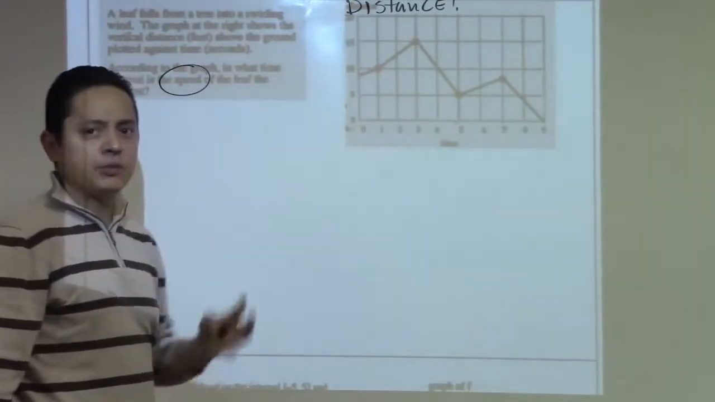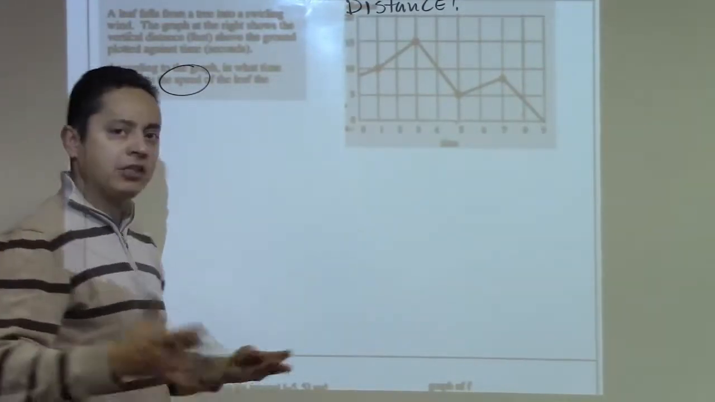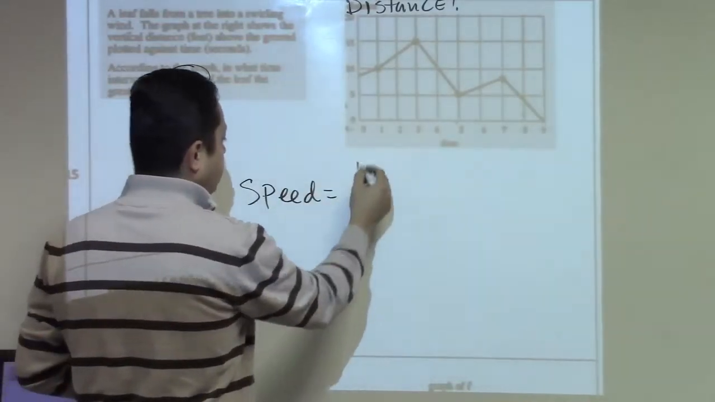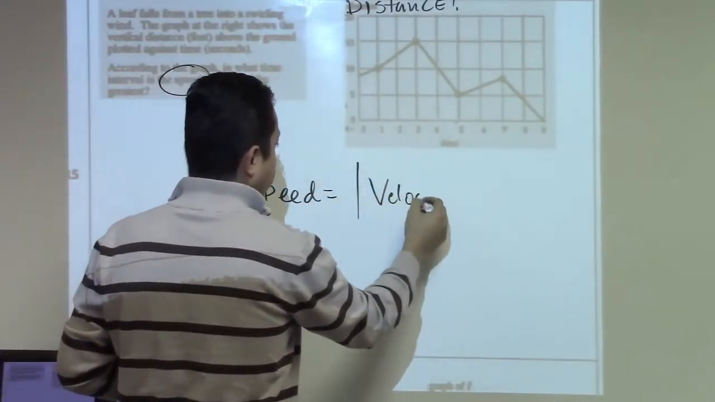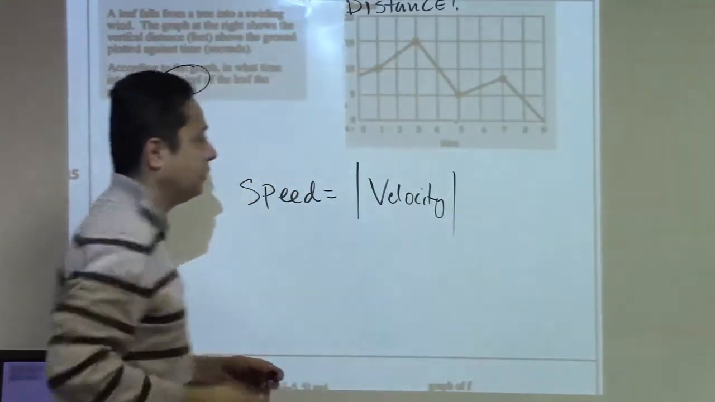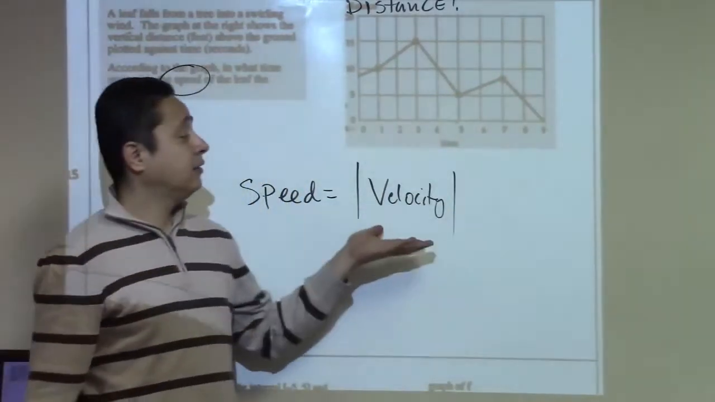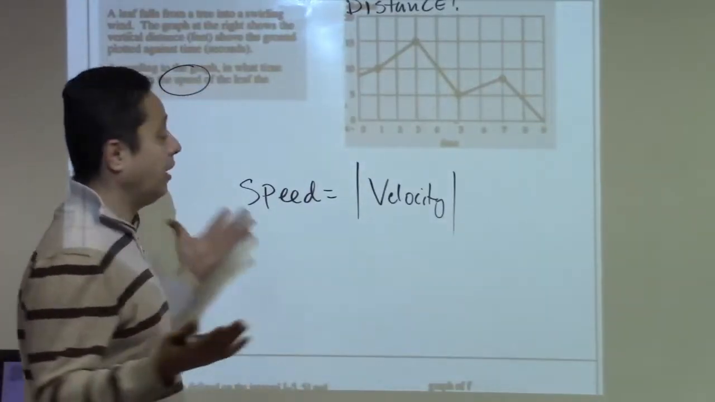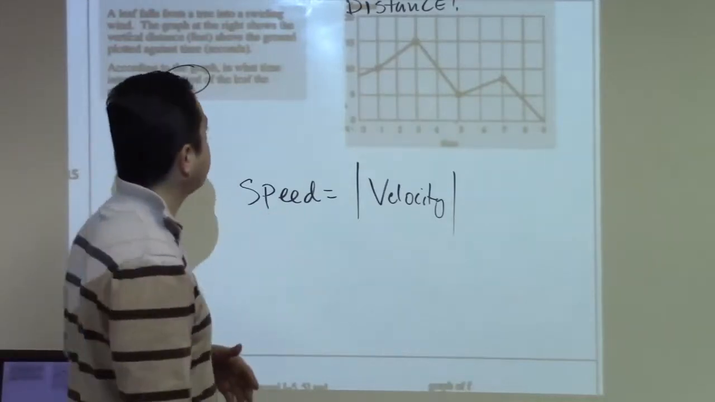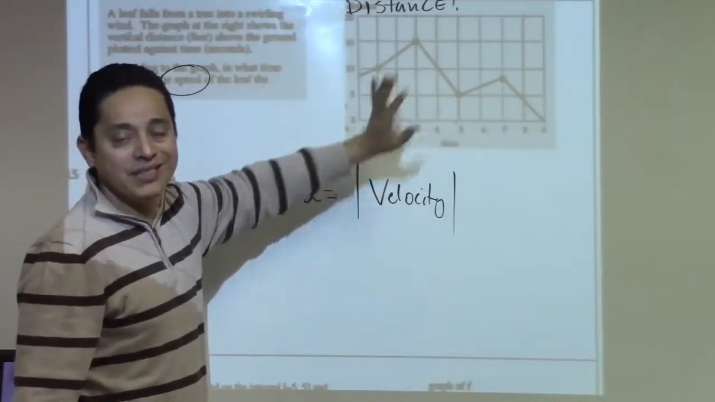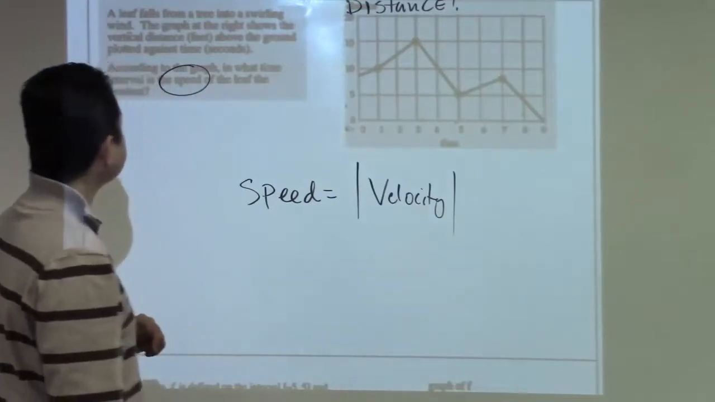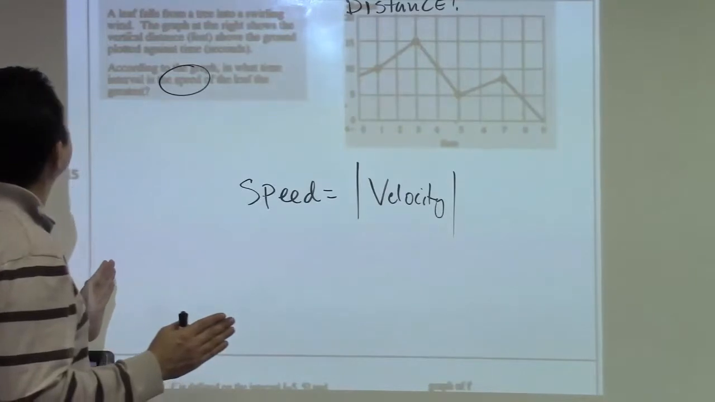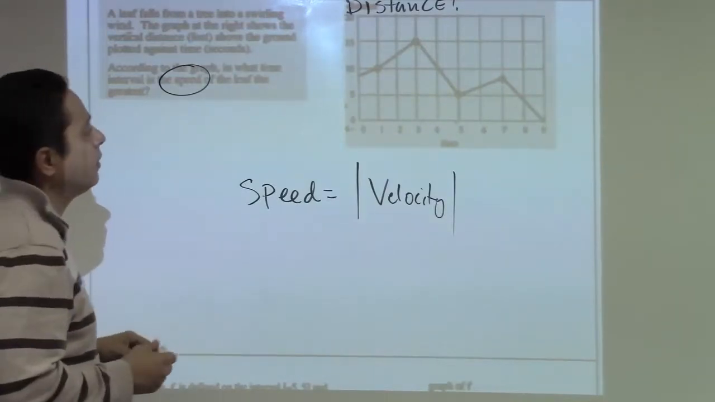So a couple of things come to my head. Speed does have a connection with velocity. Speed equals the absolute value of velocity. So if I had the velocity information, I can just take the absolute value of that, and I will get my speed. However, we don't have that. We only have this distance graph. So we're looking for the interval where the speed is the greatest. Right?